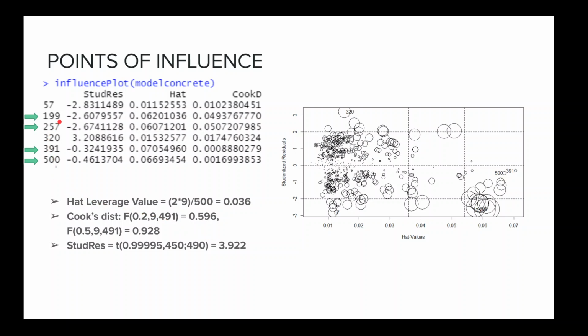The points 199, 257, 391, and 500 that correspond to the respective hat values are outliers, and no influential points can be shown from the Cook's distance values, and no outliers can be shown from our studentized deleted residual values.